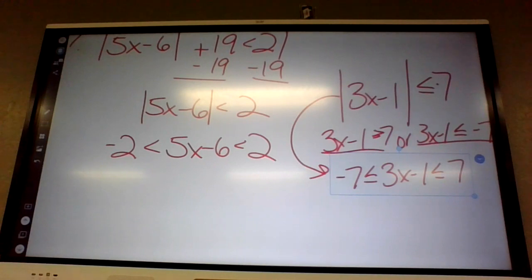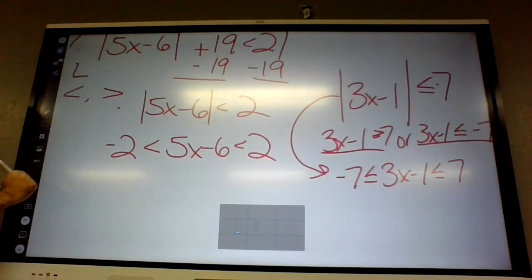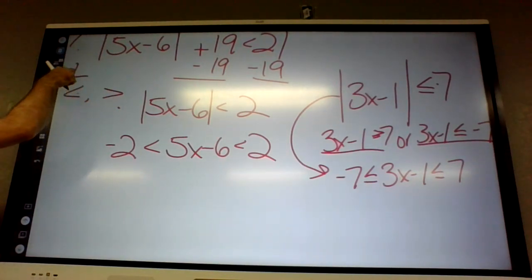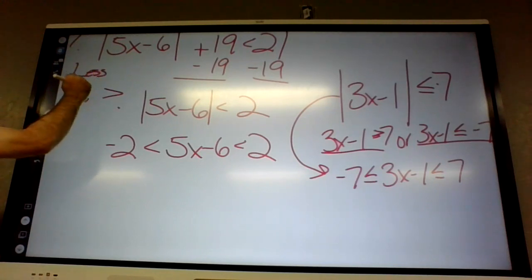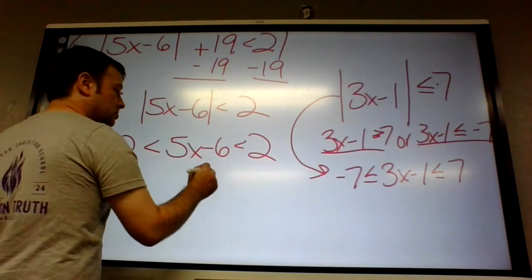I think the problem is a lot of people are directionally challenged and they can't read this from this. My best advice is less than looks kind of like an L. Less than kind of looks like an L, and greater than is a backwards L, so not an L. Directionally challenged.